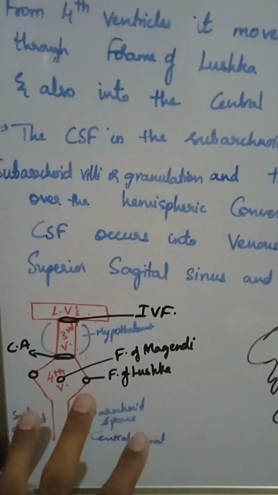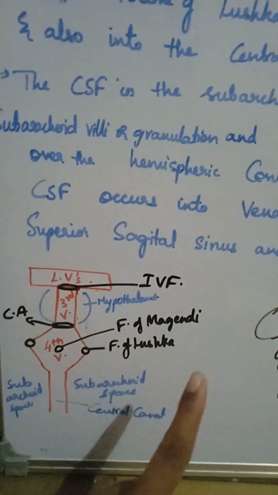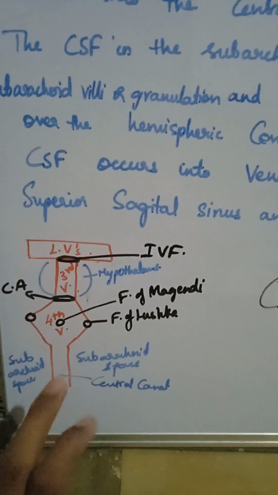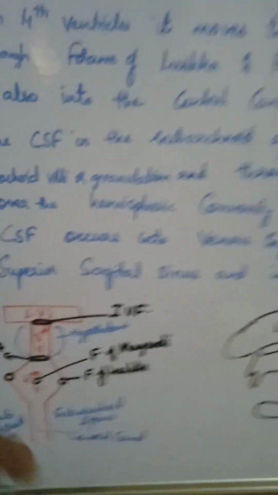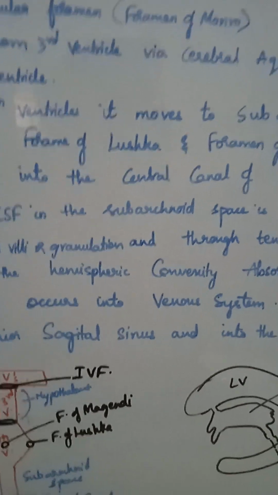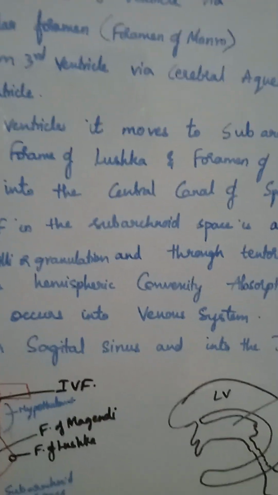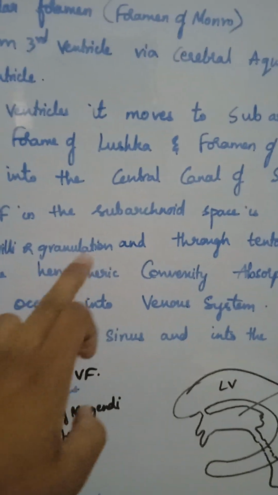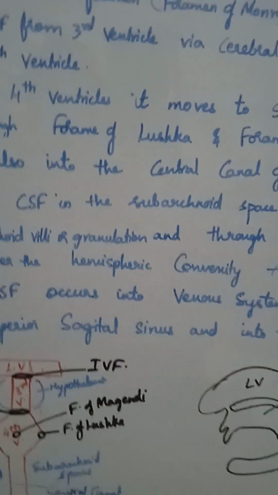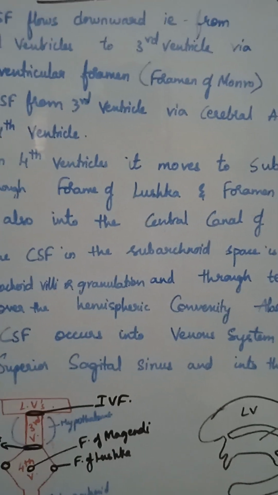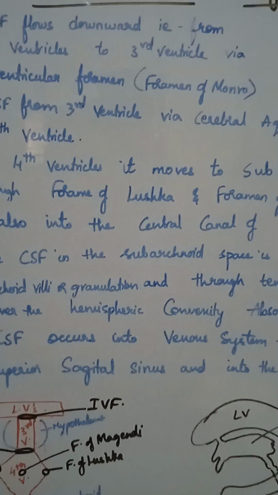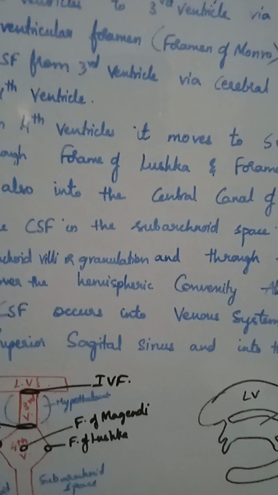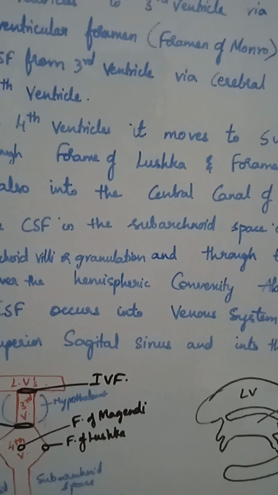In the fourth ventricle, there will be three pathways. One will be going into the foramen of Luschka, another into the foramen of Magendie, and the last one into the central canal of the spinal cord. From here, the CSF will be going into the subarachnoid space. In the subarachnoid space, it is absorbed by the arachnoid villi or granulations. The CSF should be produced, it should travel, and it also should be absorbed. So the arachnoid villi and granulations are helpful for the absorption of the CSF.